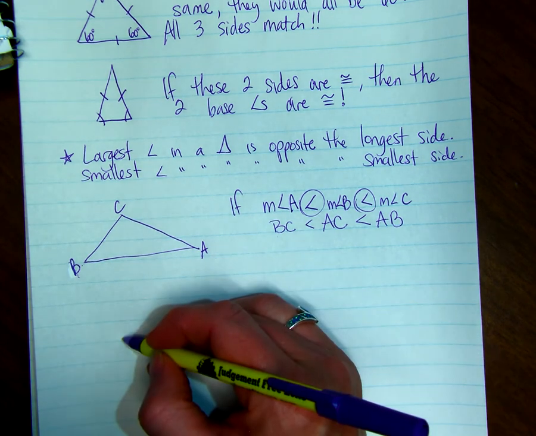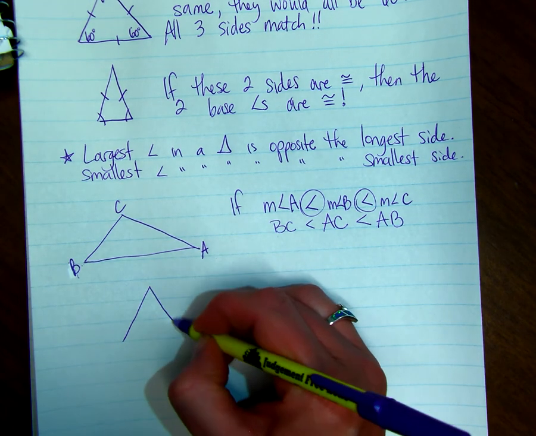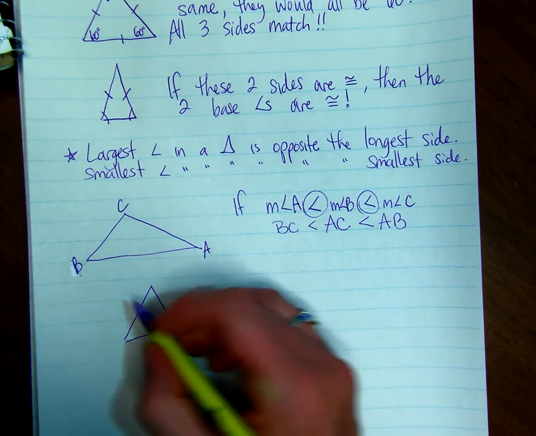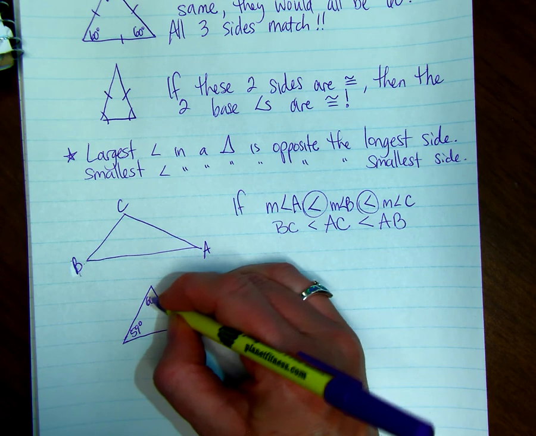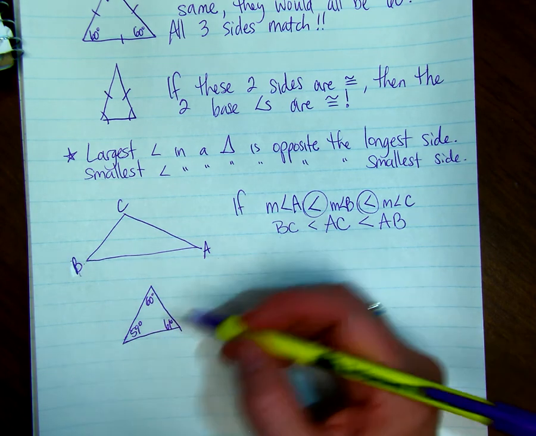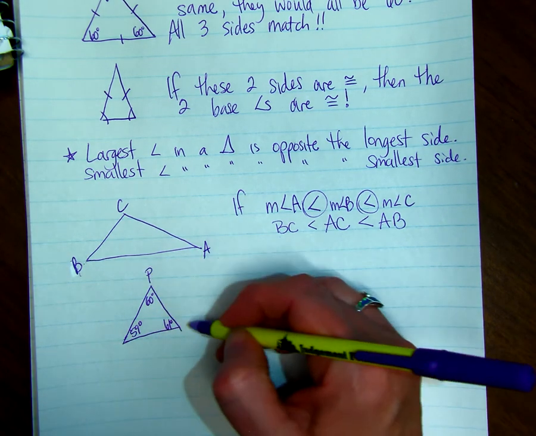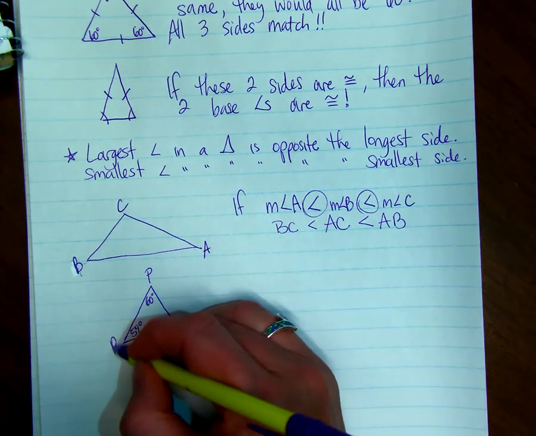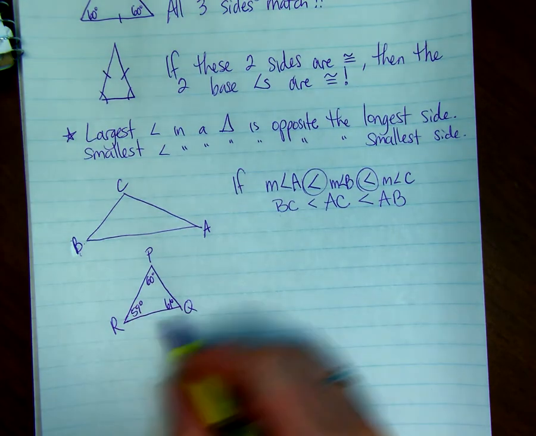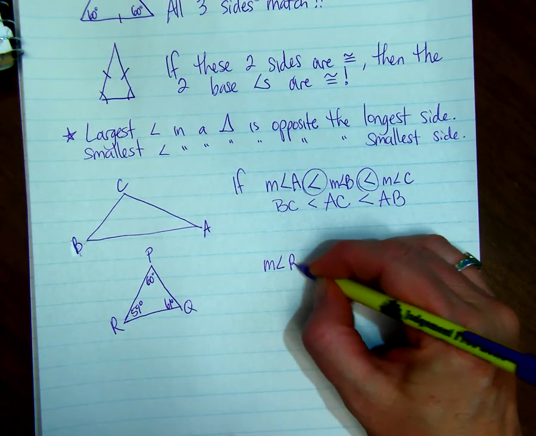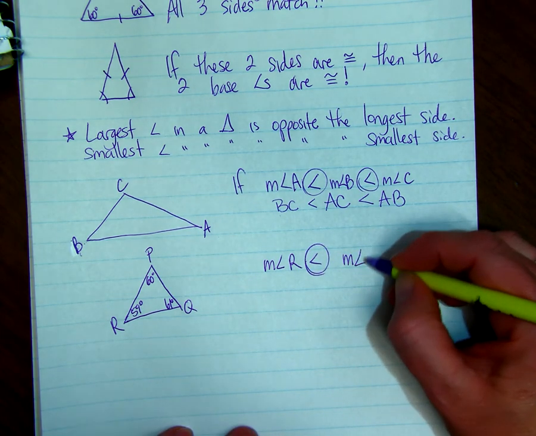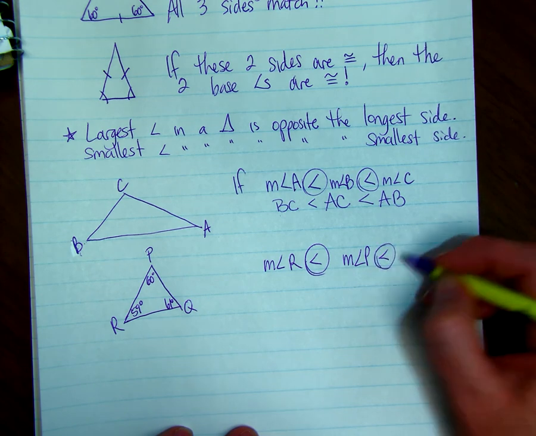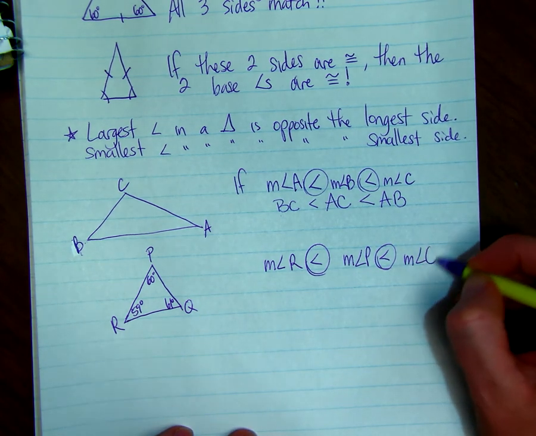So here we have a triangle. This one is 59 degrees, the top angle 60 degrees, and the bottom right 61 degrees. And we'll call it P at the top, Q on the right, and R at the bottom. So we know that measure angle R is the smallest, so it's less than the next smallest, measure angle P, which is less than measure angle Q.